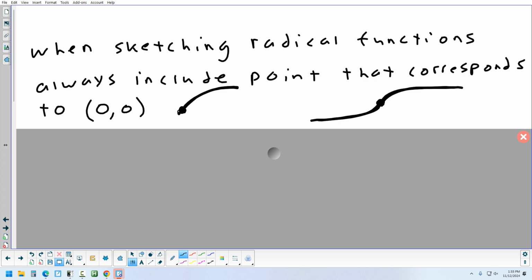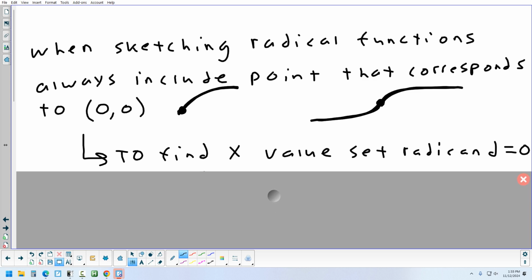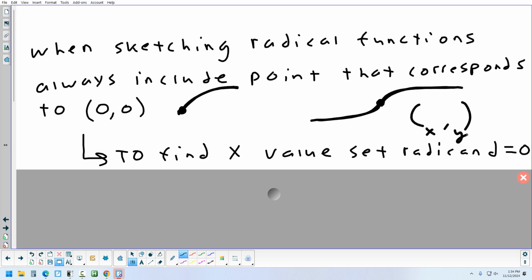So regardless of what type of root we're sketching, we always want to find that new start, or center if it's an odd root. To find that new coordinate, the new start or center point is going to have 2 numbers in it. It's going to have an x value, and it's going to have a y value. To find the x value of where your new graph has moved to, you're going to set the radicand equal to 0 and solve.